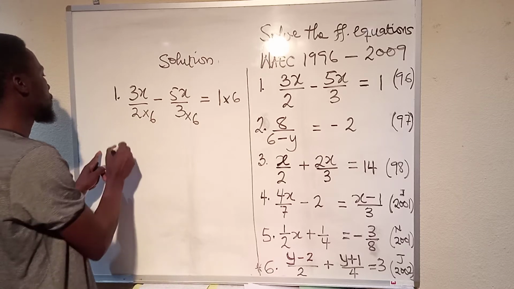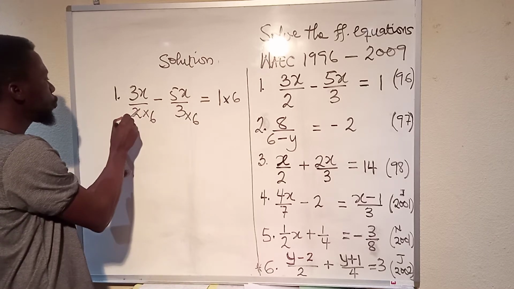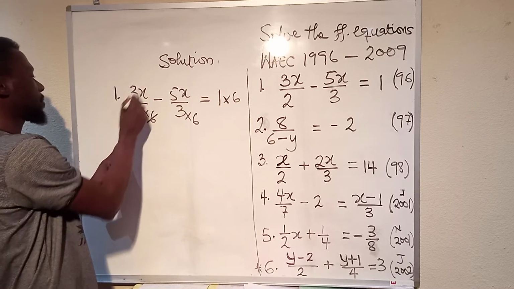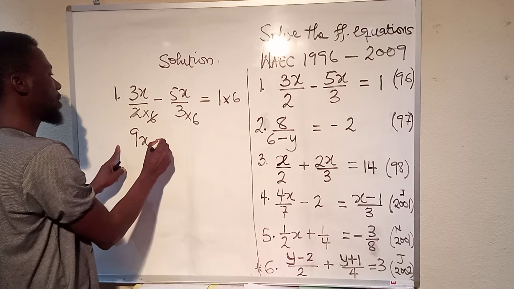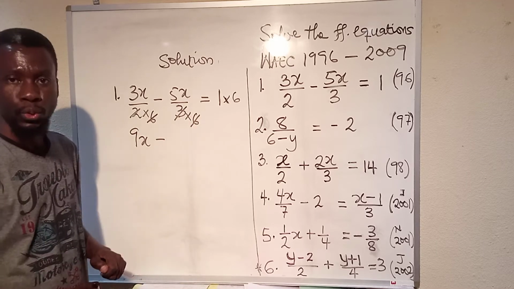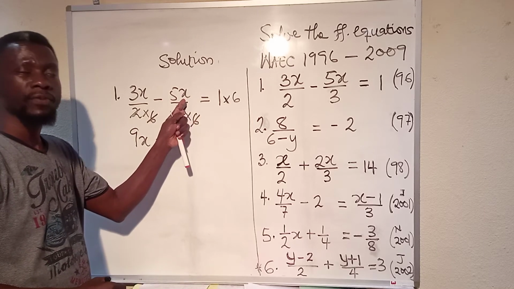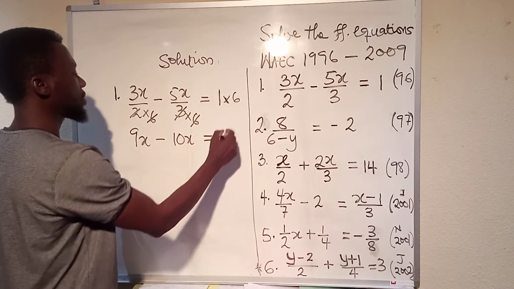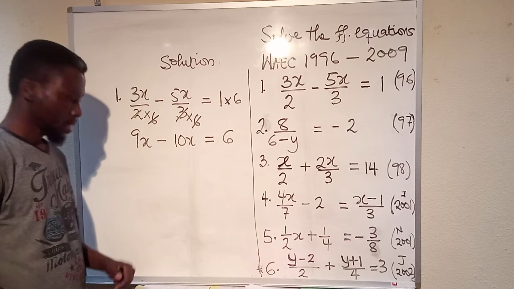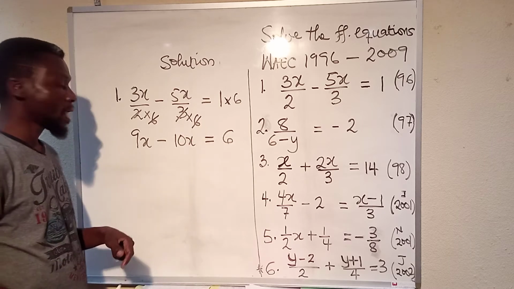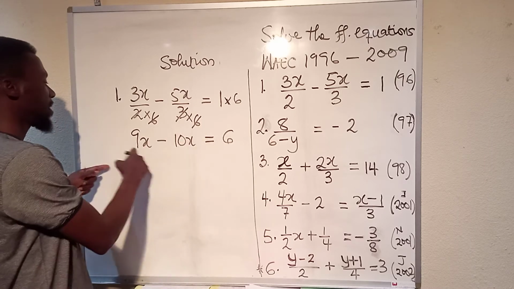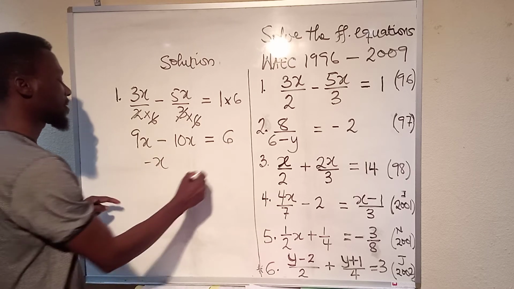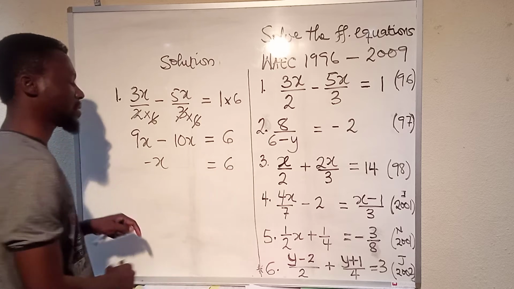So this means that we shall have 2 into the LCM, which is 3, and 3 multiplies the numerator, which is 3 times 3x, giving us 9x, minus 3 into 6 is 2. 2 times the numerator, 2 times 5x is 10x, so we shall have 10x. This is equal to 1 times 6, which gives us 6. All right. So now there are no like terms to be grouped. Everything is ready. 9x minus 10x is just negative x. So we shall have negative x is equal to 6.